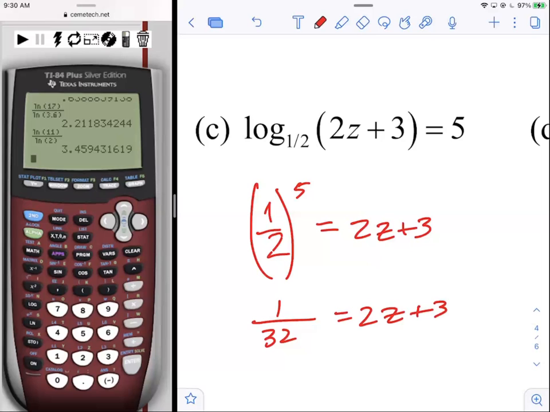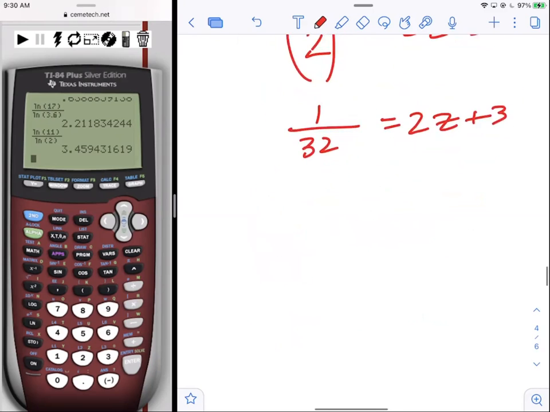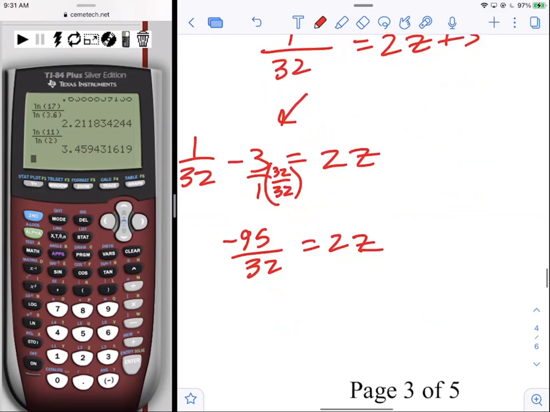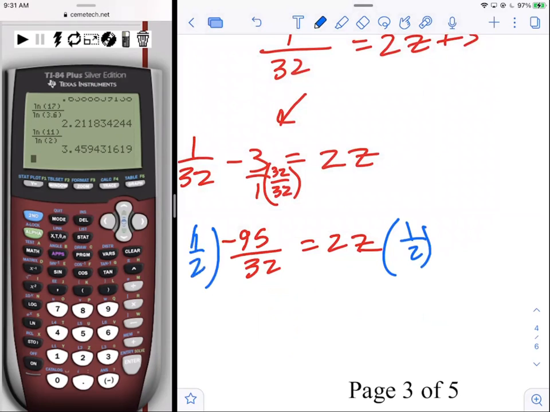Embrace it. Okay, right, embrace it. Hug it. If you're going to embrace it, then you're going to subtract 3. So you get 1/32 minus 3 equals 2z. And now you need a common denominator, so we multiply the 3 by 32 over 32. And so we get 1 minus 96, which is negative 95/32 equals 2z. And now instead of dividing by 2, since we have a fraction on the other side, I'll multiply both sides by 1/2. And now we get z equals negative 95/64.